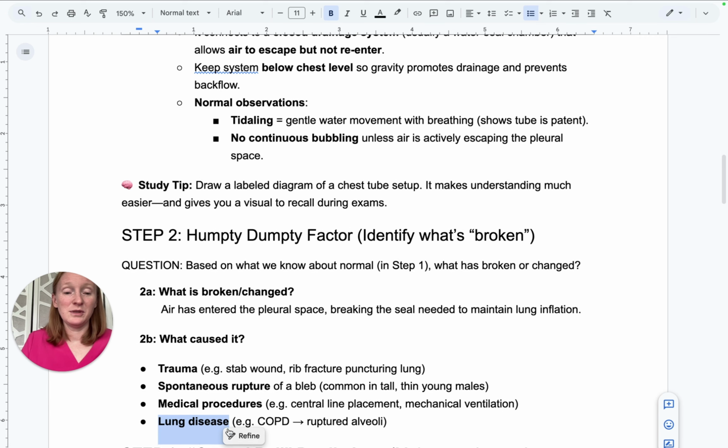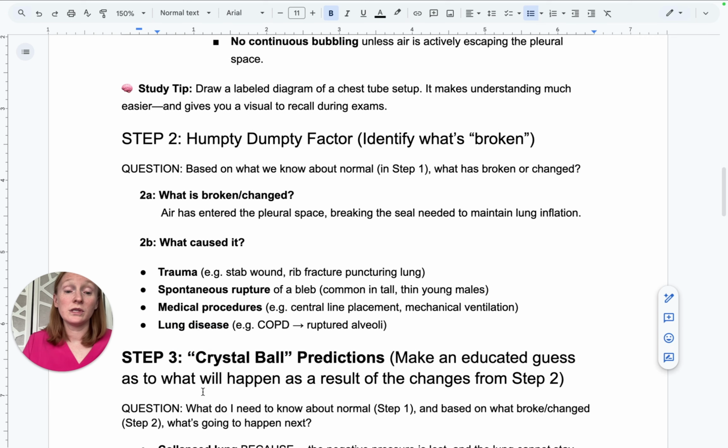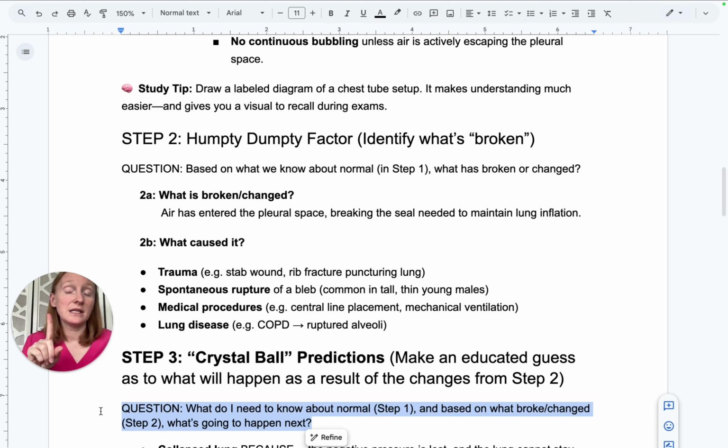Now that we have step 2 covered, we're going to go on to step 3, which is crystal ball predictions. And with this, we're going to ask the question, based on what I know about normal from step 1, based on what broke or changed in step 2, what do I predict is going to happen next? Now, these predictions are really important because I don't want you just to write things down based on what you remember your teacher saying. That's effectively memorization. Instead, you need to write down predictions based on what you know about normal, what's broken or changed, and what you think is going to happen next.